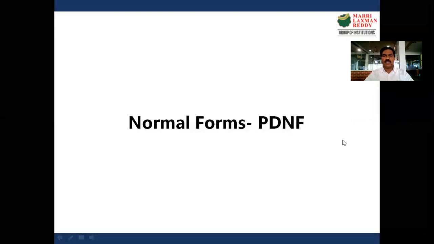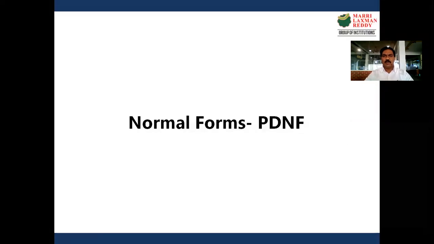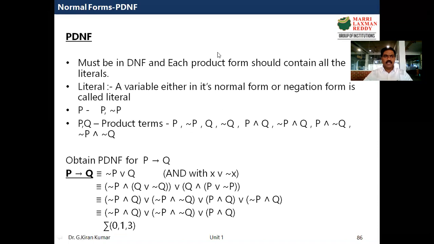Let us discuss the topic normal form, that is PDNF, principal disjunctive normal form. So let us see the definition. A propositional function is said to be in PDNF if it is in DNF, that is the first condition, and each product term should contain all the literals. Okay, so this is basically the definition.